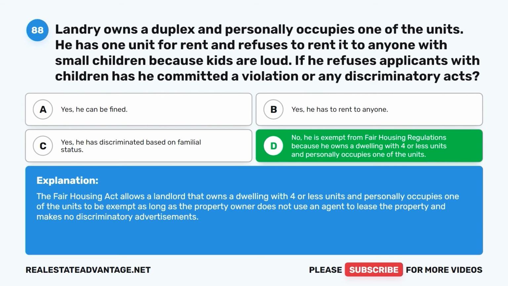The Fair Housing Act allows a landlord that owns a dwelling with 4 or fewer units and personally occupies one of the units to be exempt as long as the property owner does not use an agent to lease the property and makes no discriminatory advertisements.